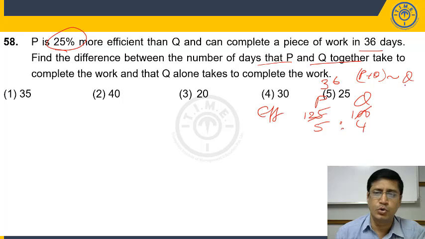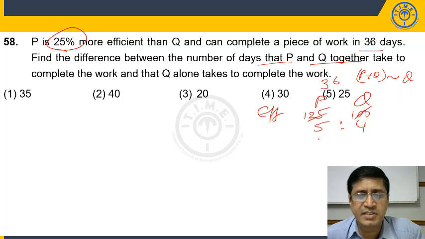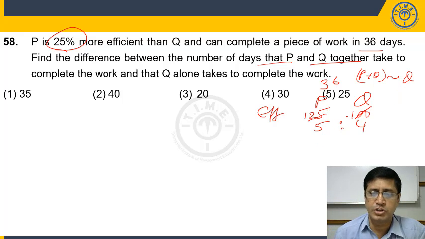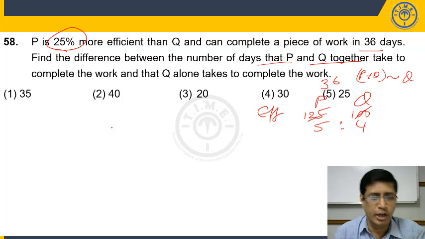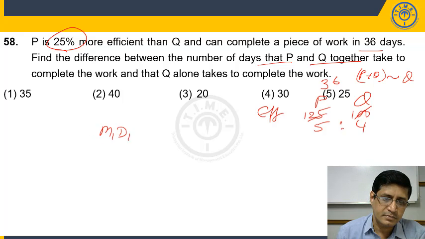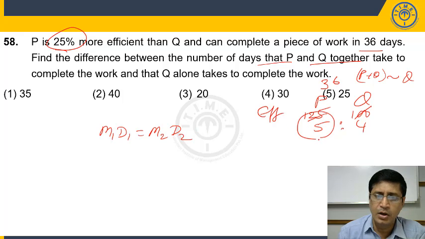P plus Q together. Now efficiency and days are inversely proportional. When these two are inversely proportional, you can use M1 D1 is equal to M2 D2. M1 D1 is equal to M2 D2. What is the M1 value here? 5K. Just ignore the K and just observe 5.